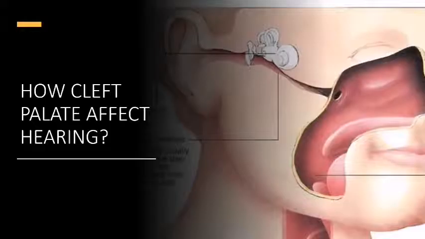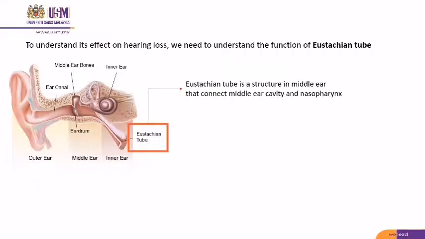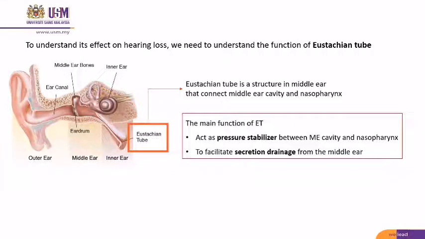How does cleft palate affect hearing? To understand its effect on hearing loss, we need to understand the function of the eustachian tube. The eustachian tube is a structure in the middle ear that connects the middle ear cavity and the nasopharynx. So why is it important? It is because of its function. First, it acts as a pressure stabilizer between the middle ear cavity and the nasopharynx. Second, it facilitates any secretion drainage from the middle ear.